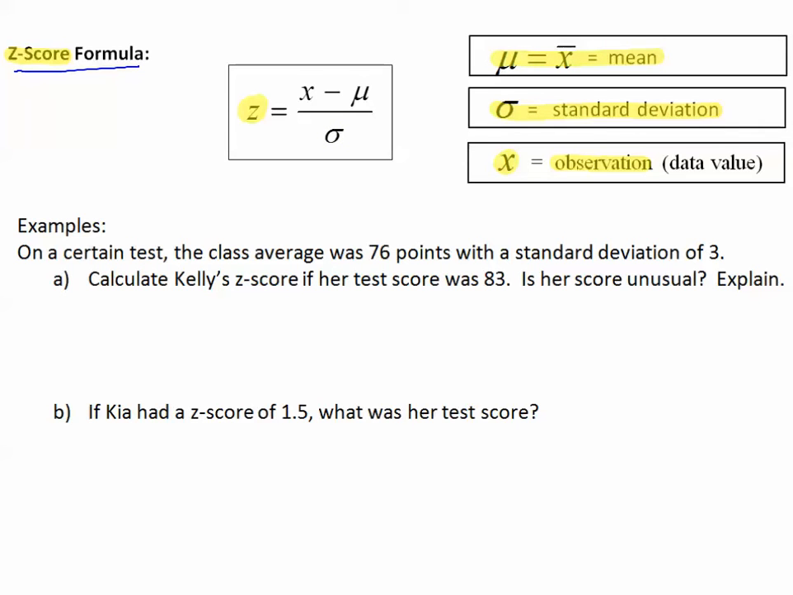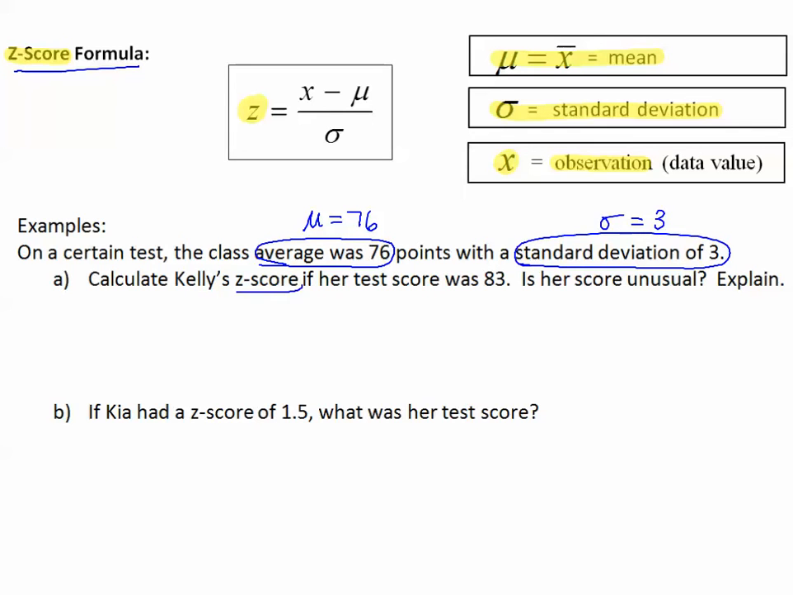Let's look at some examples. On a certain test, the class average was 76 points. Average is the same as mean, so the mean is 76 for this problem, with a standard deviation of 3.